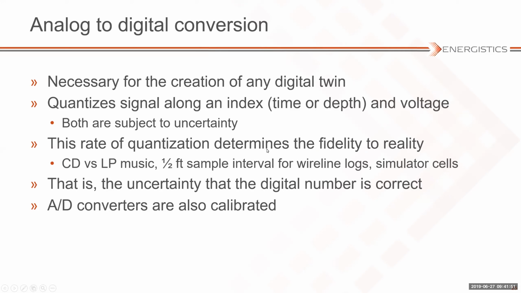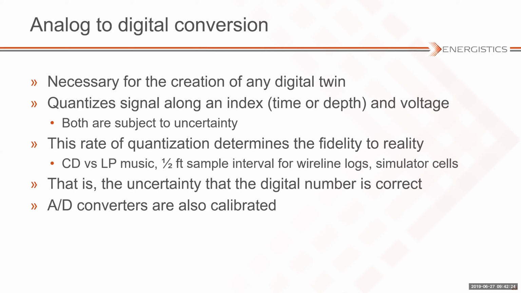So, as I said, both the signal and its index, which in this case is time, are subject to what we would call a quantization error. So a CD, for example, music CDs, it's 44.1 kilohertz. Wireline logs are typically a half of a foot sample interval, so every 6 inches. If something happens between there, you won't know about it.